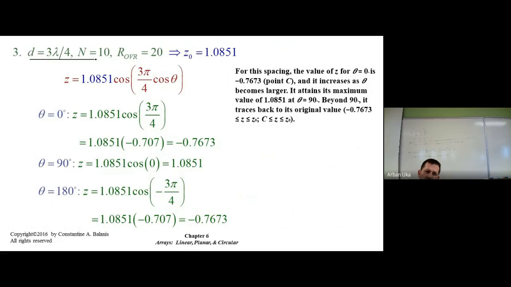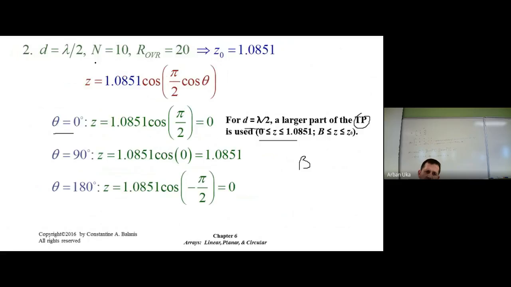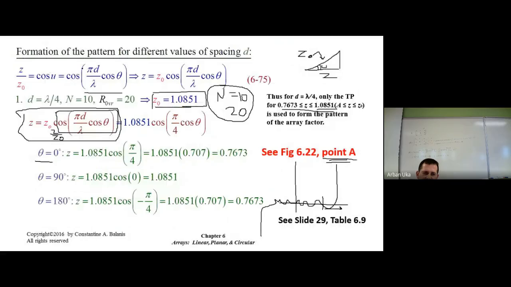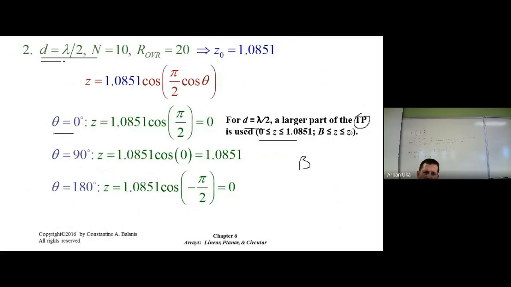So now the Chebyshev polynomial. A reminder: this class needs a lot of reminders actually. Even myself, I get confused very easily. But it looks like for an antenna where the spacing is equal to half a wavelength and n is equal to 10, and the voltage ratio is equal to 20, we know Z0 is 1.085, and the value of Z at which we're going to evaluate this Chebyshev polynomial is going to be for regions higher than point B, which is from 0 to 1.085.